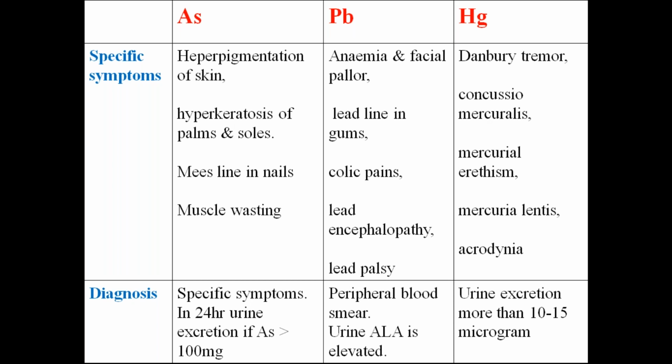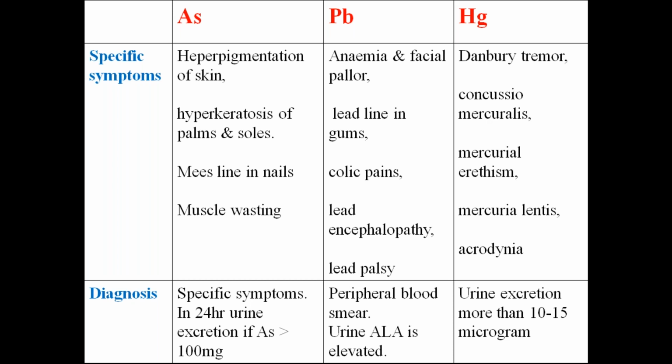I have kept this in a table form in order to easily remember some of the salient features of all three poisons: arsenic poisoning, lead poisoning, and mercury poisoning. You can see in arsenic poisoning there are specific symptoms. There is hyperpigmentation of the skin, hyperkeratosis of the palms and soles, Mees lines in the nails, and then muscle wasting.